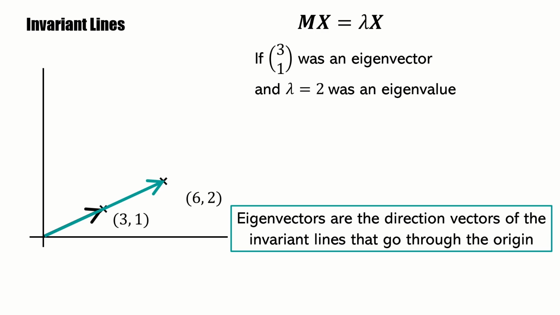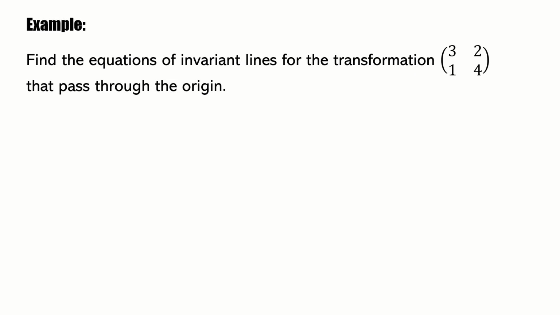But now we've established this fact, let's take a look at an example. Let's say we've got the matrix transformation 3, 2, 1, 4, and we want to find the invariant lines, but only the ones that pass through the origin, which is lucky because that means we're allowed to just use this eigenvectors method.